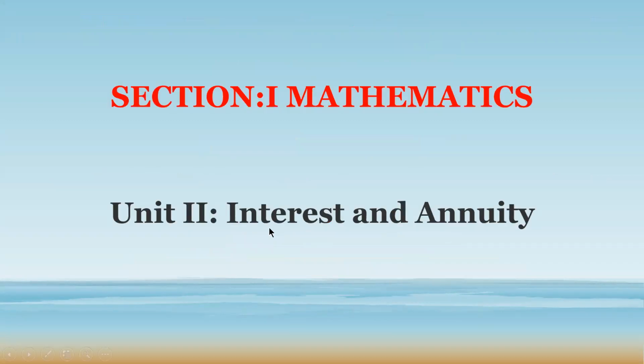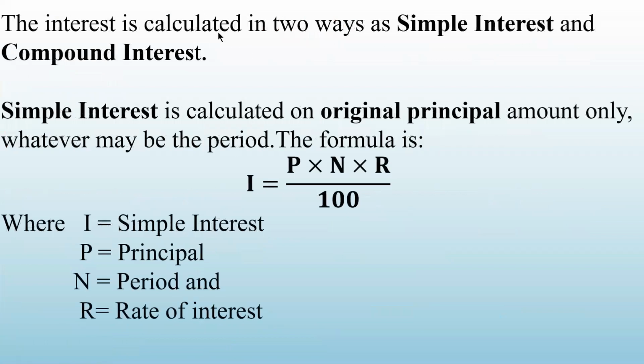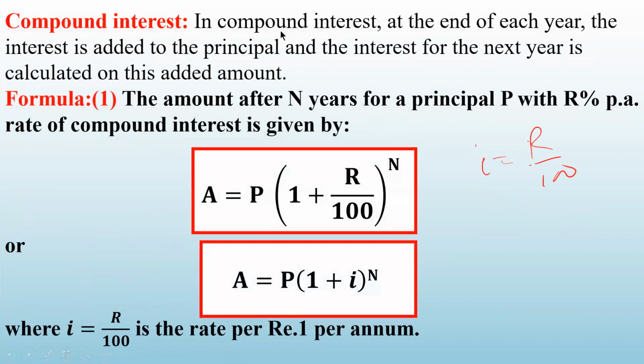So today we are going to solve some problems on compound interest. This we have already done. In compound interest, at the end of each year, the interest is added to the principal and the interest for the next year is calculated on this added amount. So in compound interest, the interest is calculated on the amount of the previous year, whereas in simple interest, interest for any year is calculated on the principal amount only. So the interest is the same for every year.